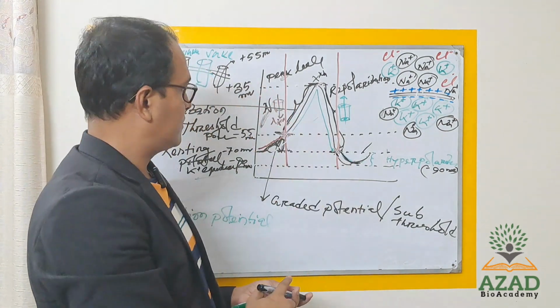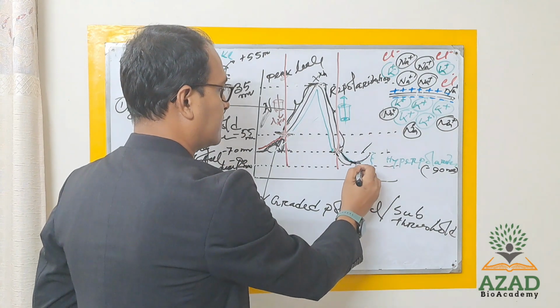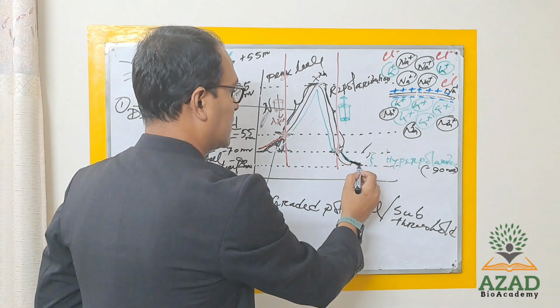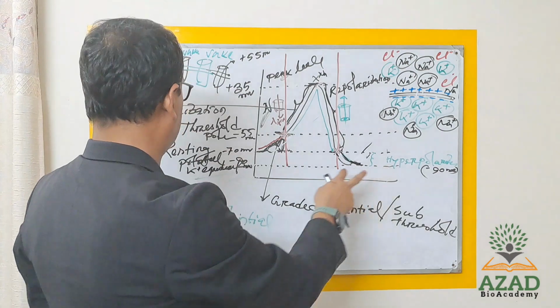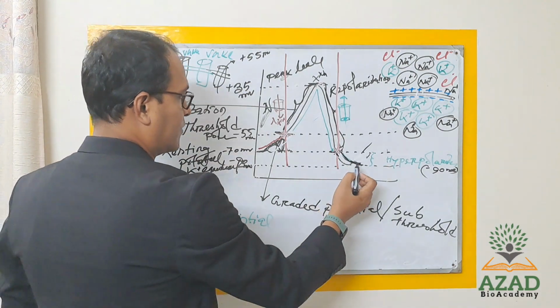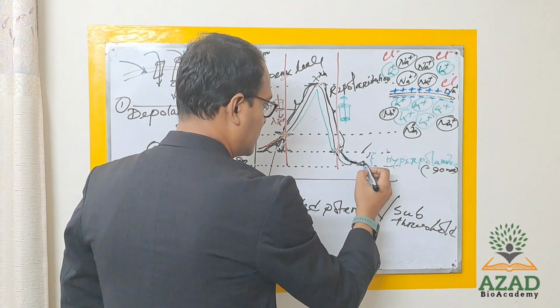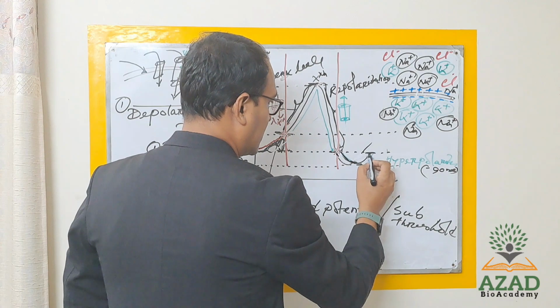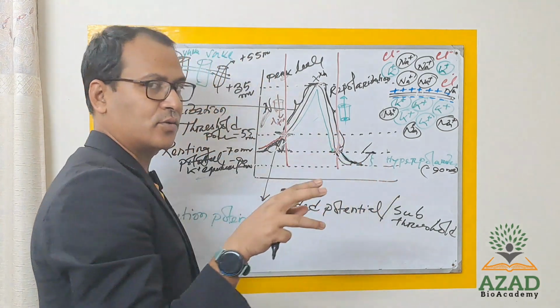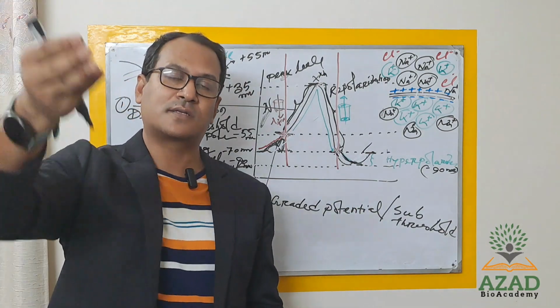Okay, then what will happen? This minus 90 millivolt here has already reached what you can also consider as the potassium equilibrium potential. Then what will happen? From this point, the potential will change again and reach the resting membrane potential for further stimulation.